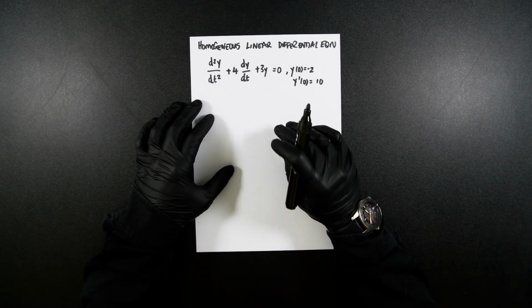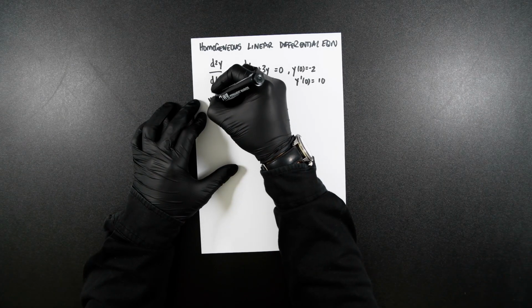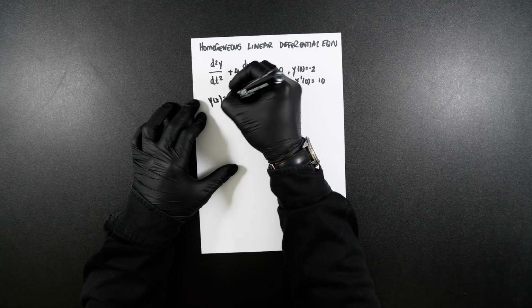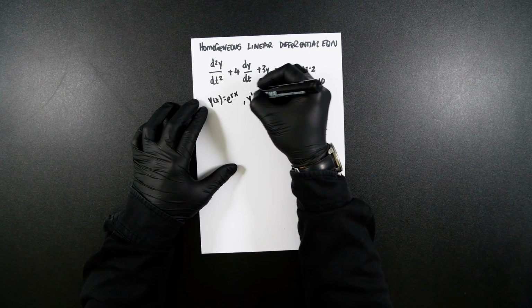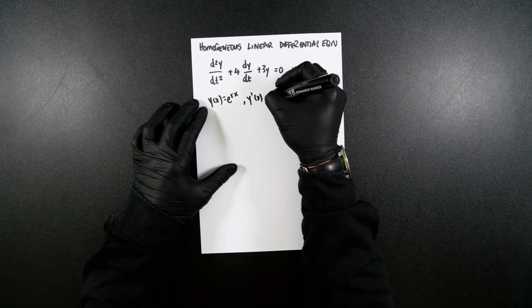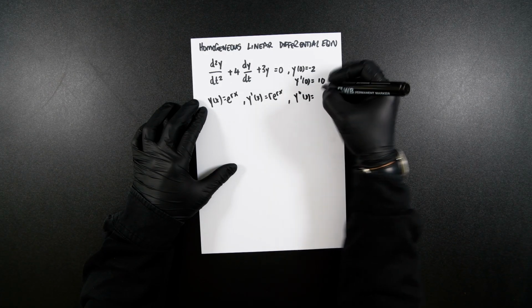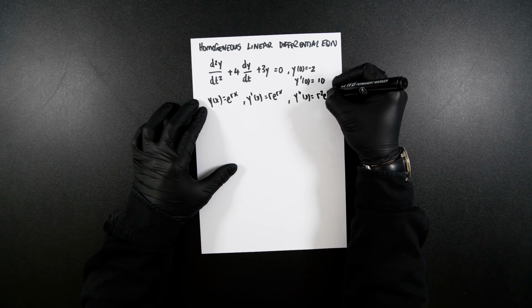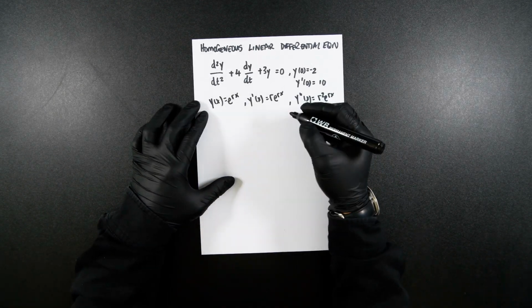First and foremost, when solving a linear constant coefficient differential equation, we have to assume y(x) equals e to the rx. If we now differentiate this, y'(x) would equal re to the rx. And if we differentiate it again, we're going to get r squared e to the rx. We now take all these lovely things and we substitute them in here.